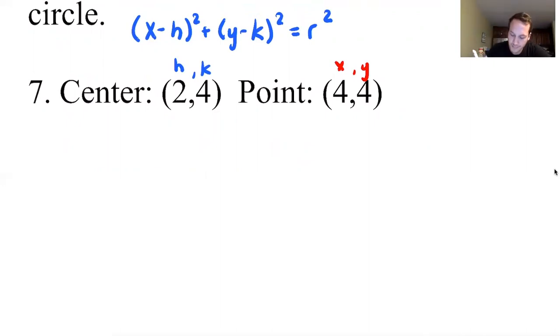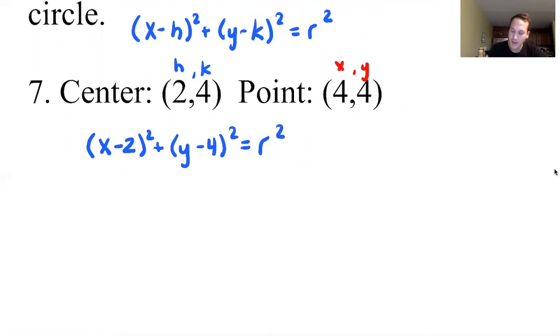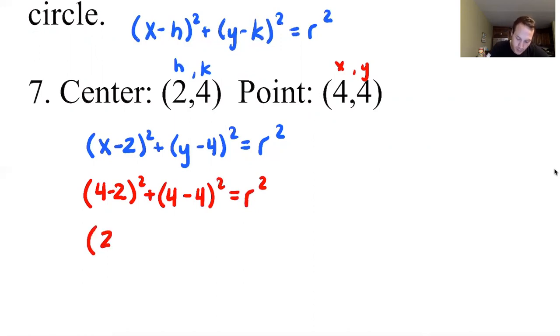You can if you want. But I get x minus 2 squared plus y minus 4 squared is equal to r squared. Now I make the next substitution. I fill in the x and the y. 4 minus 2 squared plus 4 minus 4 squared is equal to r squared. 4 minus 2 is 2. 4 minus 4 is 0.